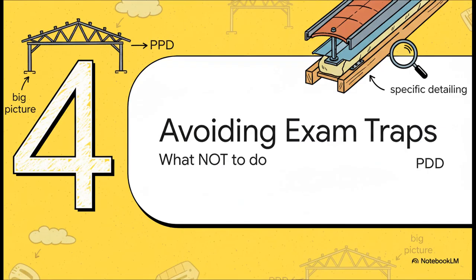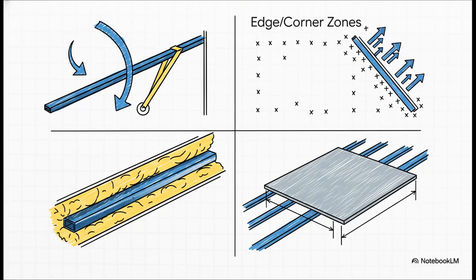All right, let's pivot to some quick hit exam traps, because sometimes knowing what not to do is just as valuable as knowing what to do, especially on exam day. Okay, this stuff is pure gold. First, those long, thin steel purlins, they love to twist or roll over when you put a load on them. You must specify bridging to stop that.